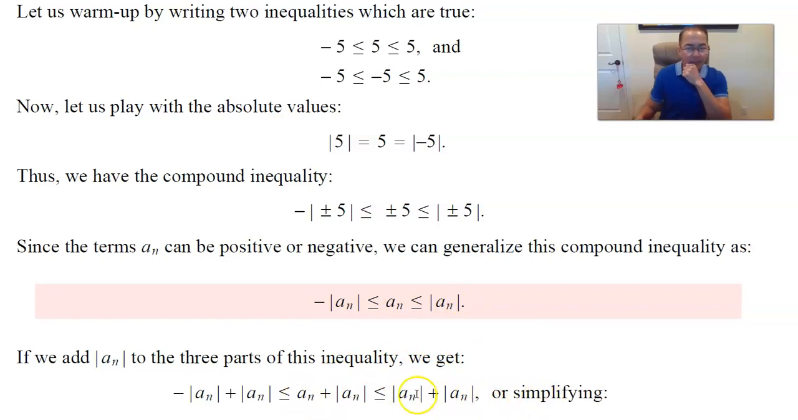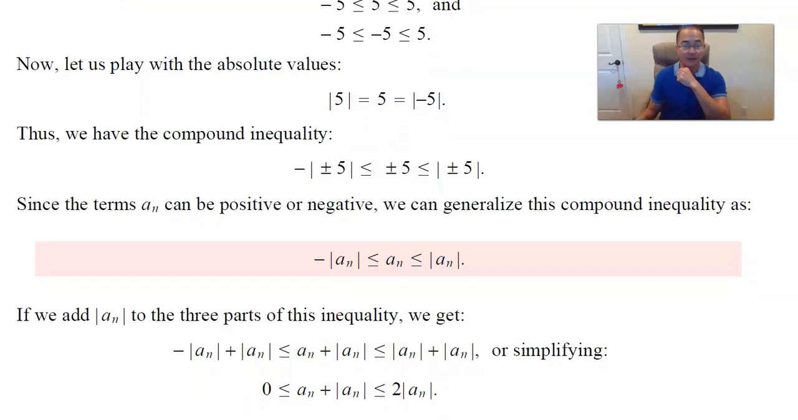But how does it simplify? Well, these two are simply going to cancel each other. This one, they don't quite simplify. This one, those are the same, so they double. Aha. So the middle part, which looks a little awkward, it's okay. a_n plus the absolute value of a_n is at least 0, it's not negative, and less than or equal to twice the absolute value of a_n.